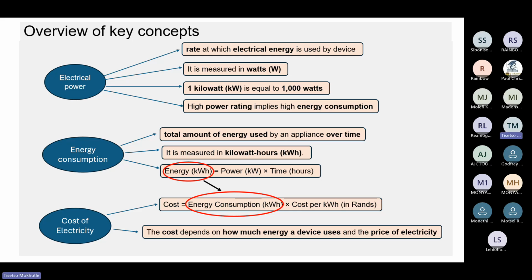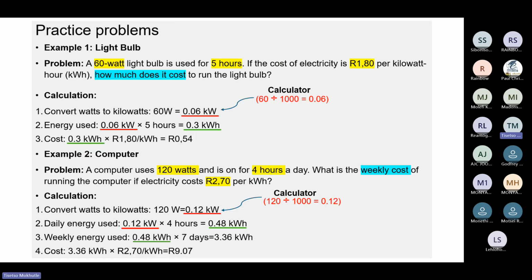All right. Let me go on now to the last thing, which is very important now. When you have to do these calculations, there are many ways that it can be asked, but I've just summarized only 6 ways. Okay. Let me just do these examples first. Calculate: a 60-watt light bulb is used for 5 hours. If the cost of electricity is R1.80 per kilowatt, how much does it cost?